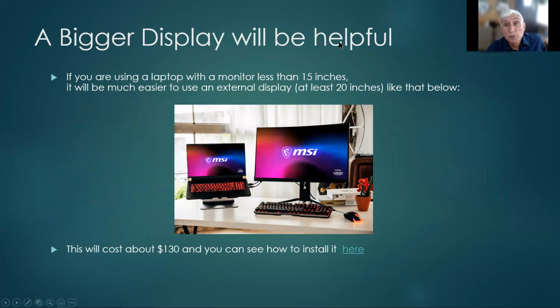A bigger display will be very helpful in LabSim and even in other courses because you can spread the work between 2 areas. At school, I have a double monitor. At home, I have a double monitor. Makes life a lot easier. So you could actually add a monitor to a laptop. It'll cost you about $130, and you can see how to install it here.